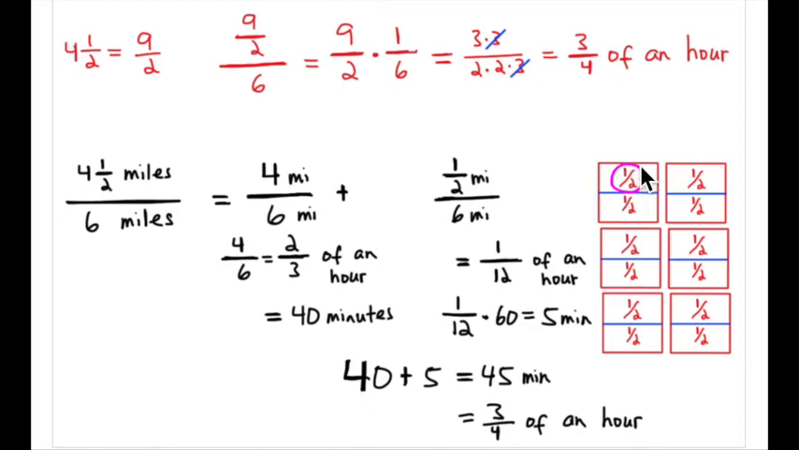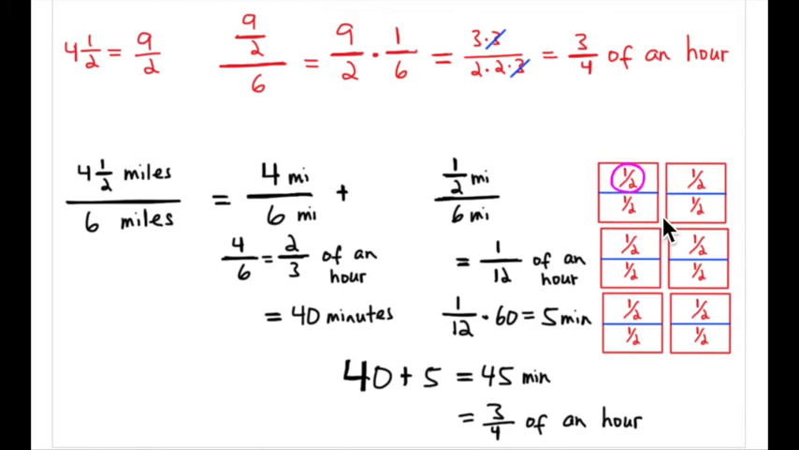So that means that this 1/2 is 1/12 of this hour. It's 1/12 of 6 miles. So 1/12 of 60 minutes is equal to 5 minutes. This is kind of tough, but it makes sense. The more you look at it, it makes sense.